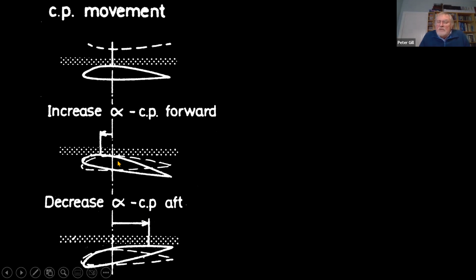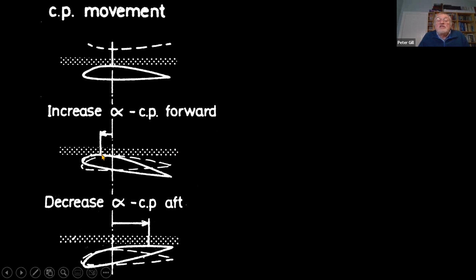Now, if you stop and think about that, if you're flying along with a wing and no tailplane, just a plain ordinary wing, and it momentarily increases its angle of attack and the center of pressure moves forward, that will tend to increase the angle of attack even more.